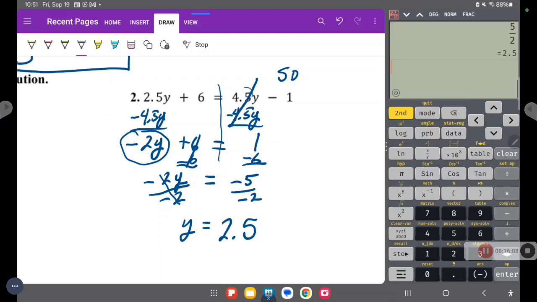Yes? Did I do something wrong? Okay, what did I do wrong? Where did I not put a negative there? Negative 1. You guys that got 3.5 are actually right. I'm doing 6 times 7 right now. Look right here.